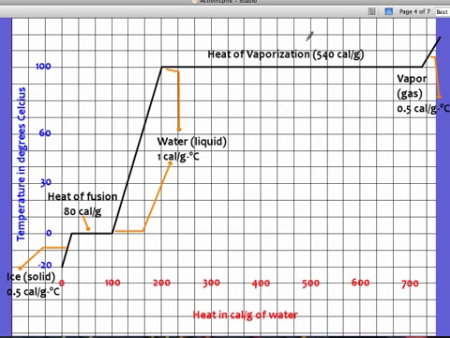Okay, today we're going to talk about this number 10 on your worksheet. It says find the total calories needed to switch 100 grams of ice at negative 10 degrees Celsius to water at a positive 10 degrees Celsius. Okay, and we have 100 grams.